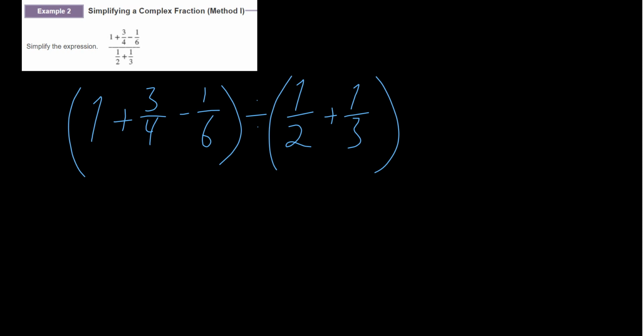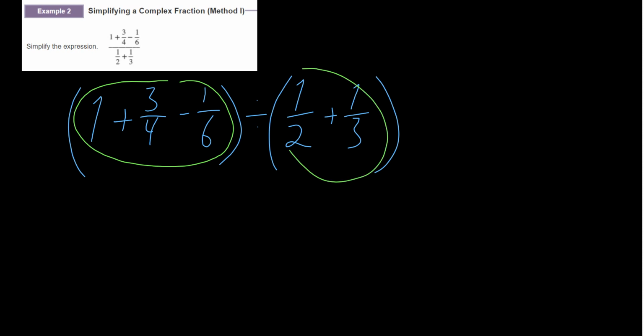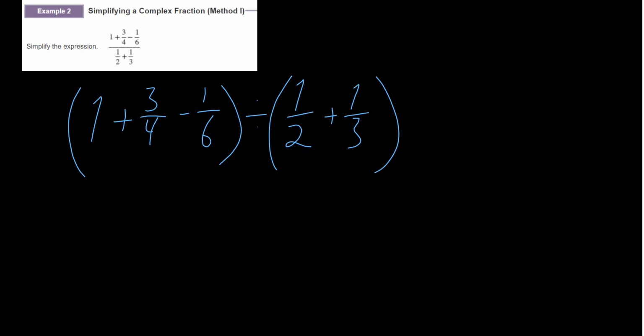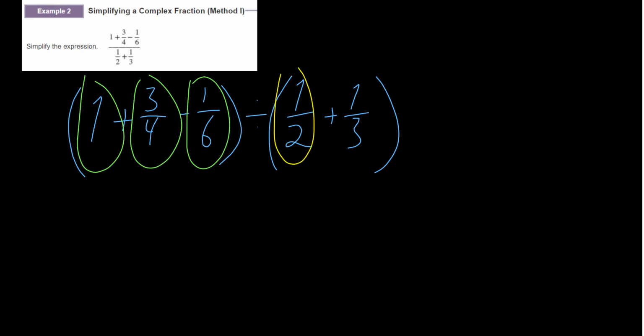Instead, we're going to have to get a singular fraction in both the numerator and the denominator. So let us work on each of these terms individually. What we need to do is get a least common denominator for my numerator and a least common denominator for my denominator.